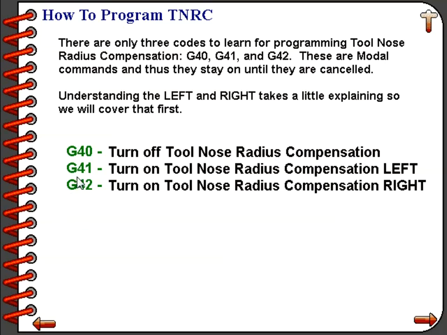It is a modal command. The G41 command turns on tool nose radius compensation when the tool is to the left of our programmed path. G42 turns on tool nose radius compensation when the tool is to the right of our programmed path. Understanding this left and right is a little bit confusing for beginners, so we'll walk you through a few different applications between left and right.